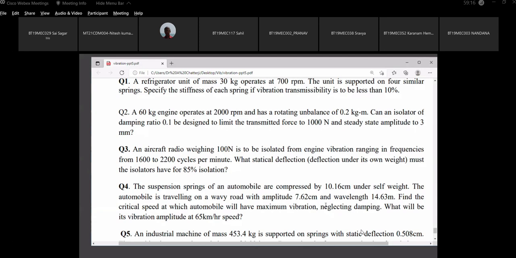How much is the critical speed coming? 82.36. What is the unit? Kilometer per hour. 82, sir. 82.36. Yes, so then if the vehicle is moving at 65 kilometer per hour, then the transmitted vibration amplitude, will it be more or less than the road waviness amplitude?